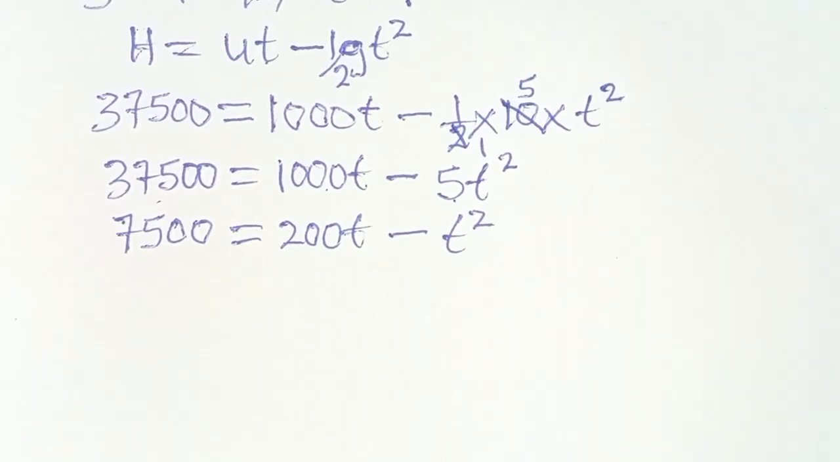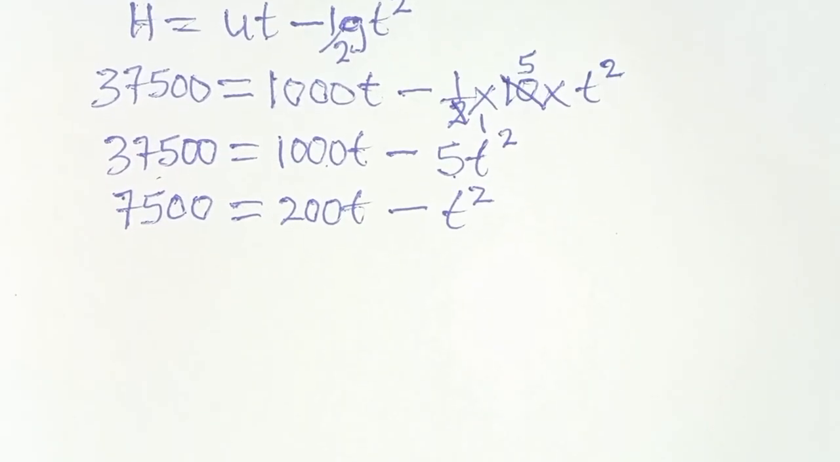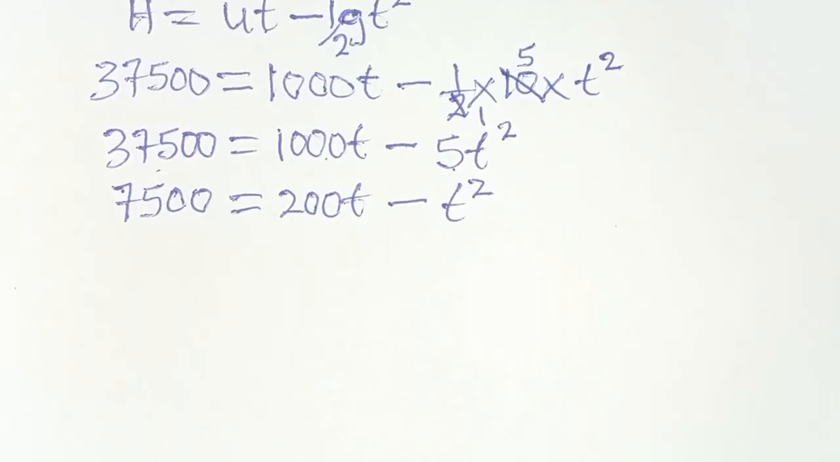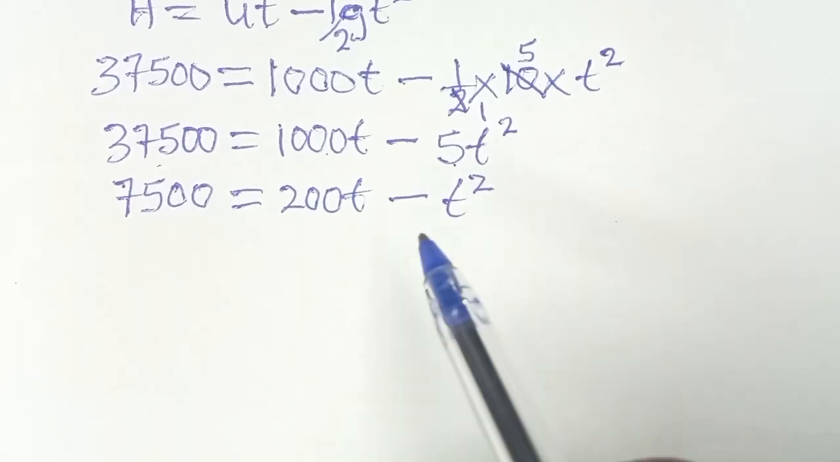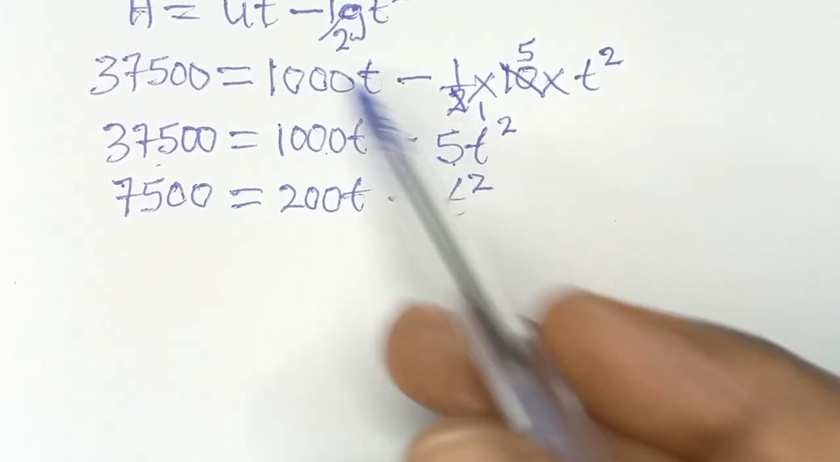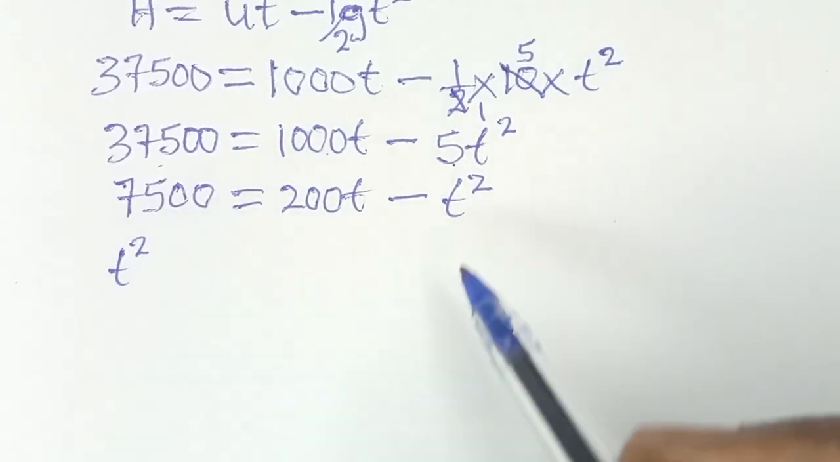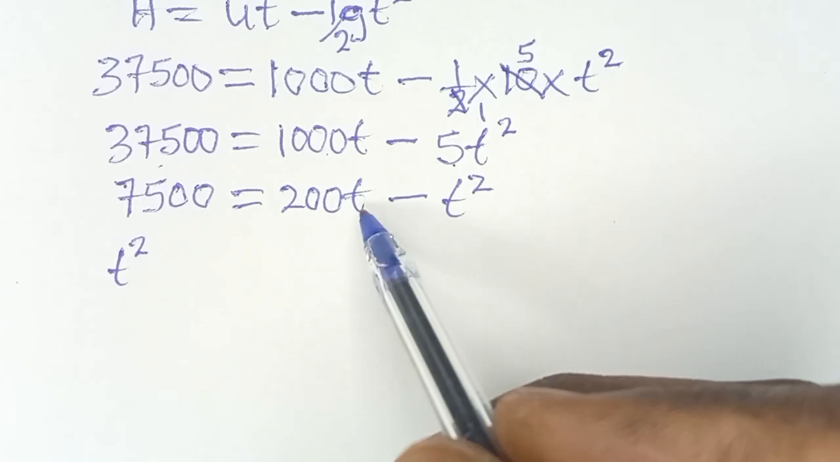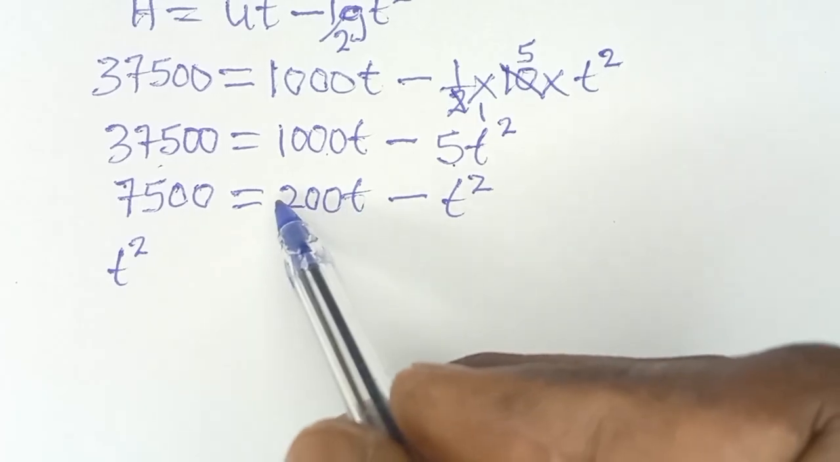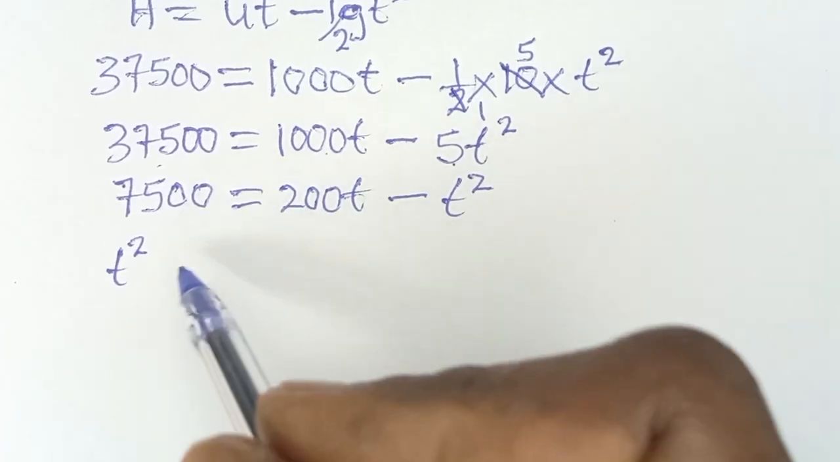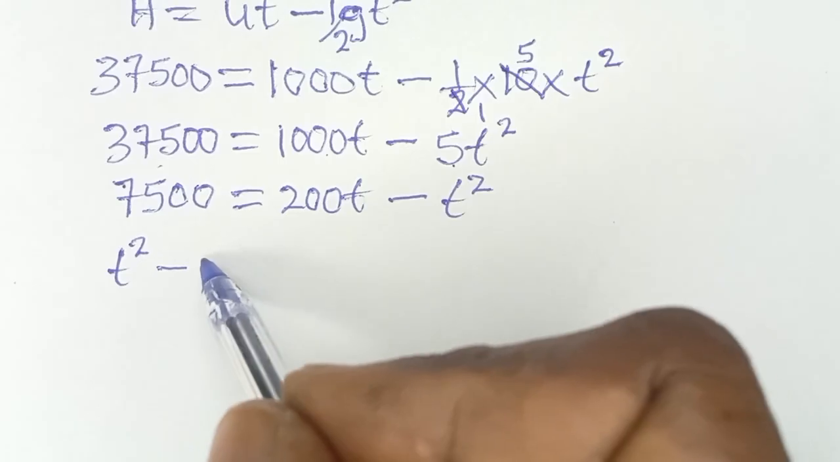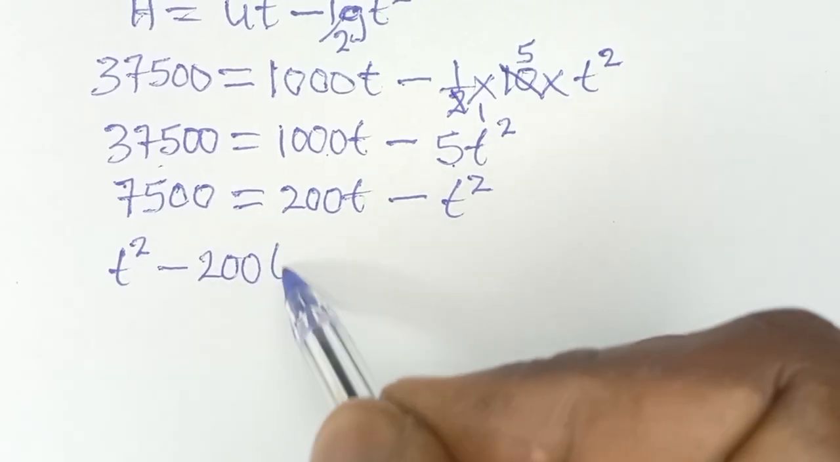Now I have to equate it to 0 in order to solve this quadratic equation. Don't forget, to solve a quadratic equation, you have to equate it to 0. So let me take this negative T square to the left hand side. It becomes positive T square. Then the term in T has to be the next. So this positive 200T, if I bring it this way, it becomes negative 200T.